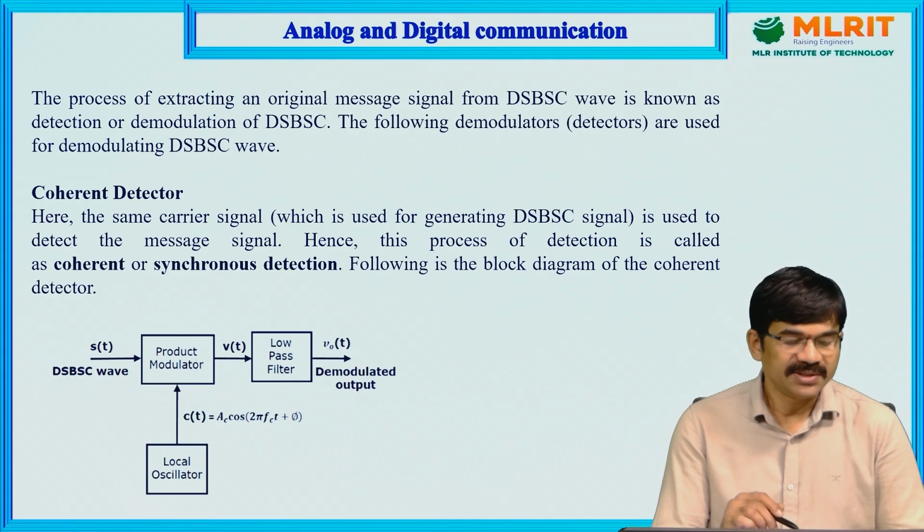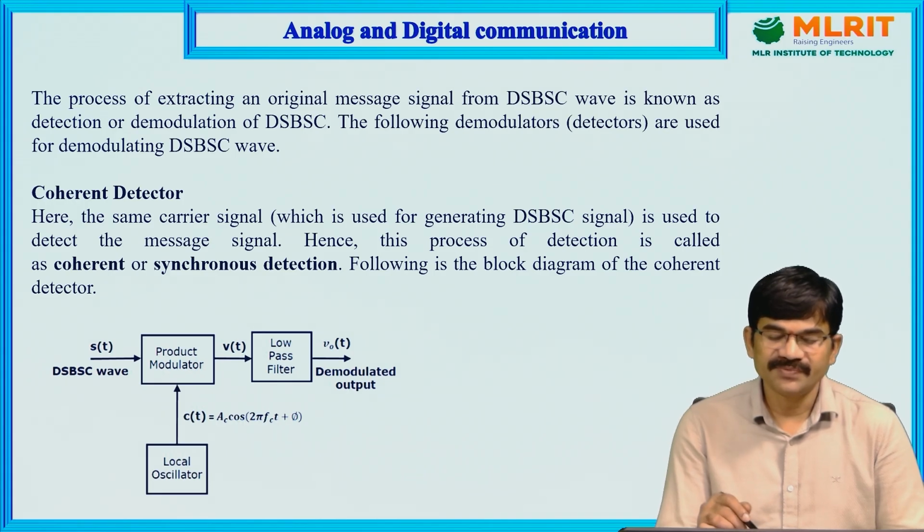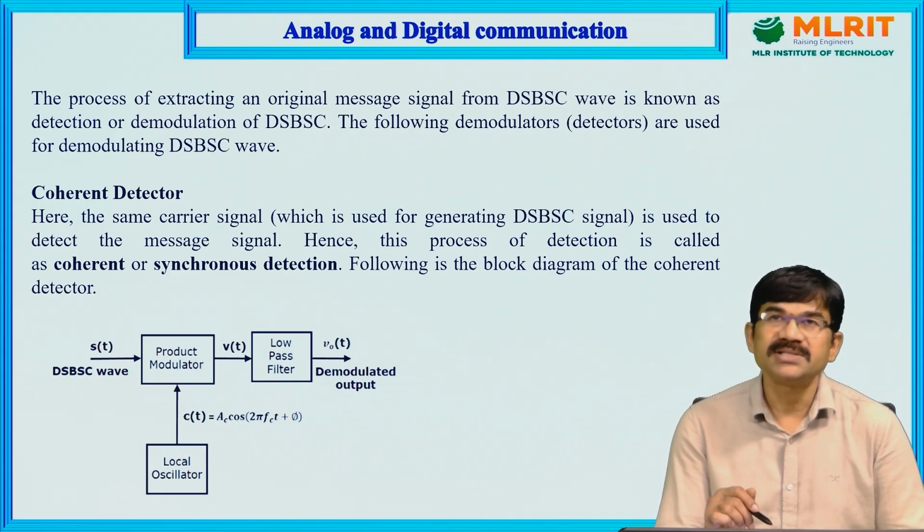So here the same carrier signal which is used for generating the DSBSC signal is used to detect the message signal. Hence, the process of detection is called coherent or synchronous detection.